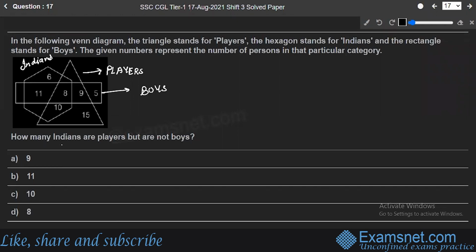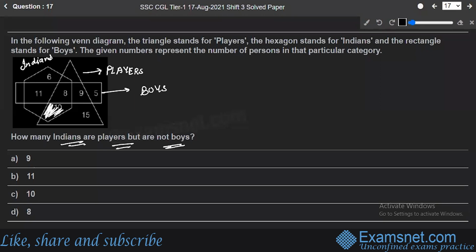Now you have to find out how many Indians are players but not boys. See, these are Indians, right? The whole hexagon is showing you Indians. So how many are players but not boys? So that means how many are players but not Indians? Those are players but not boys. So these are the ones.